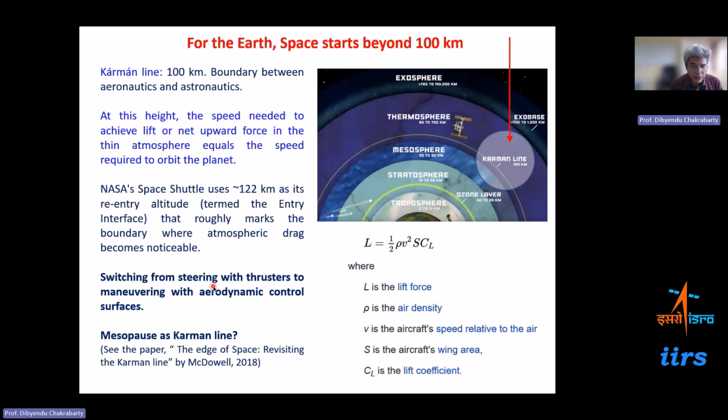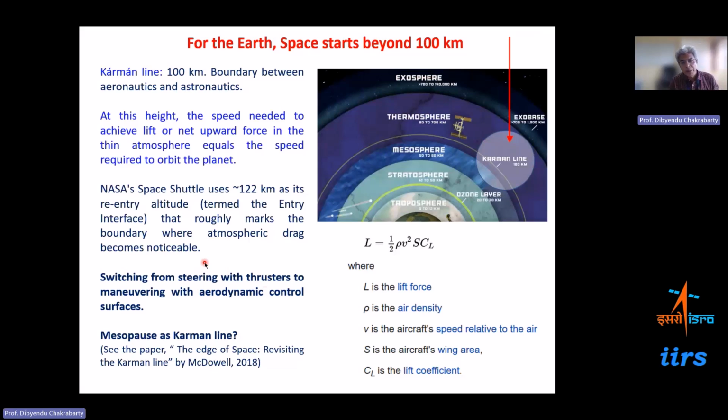Beyond that, as written here, there is a switch from steering with thrusters to maneuvering with aerodynamic control. That means if you cross the Kármán line, we require thruster control in order to navigate a spacecraft. And if you come down across the Kármán line, operationally speaking, you have a thicker, denser atmosphere, and therefore you need aerodynamic control surfaces to navigate through the atmosphere. So this is the operational definition of atmosphere and space.